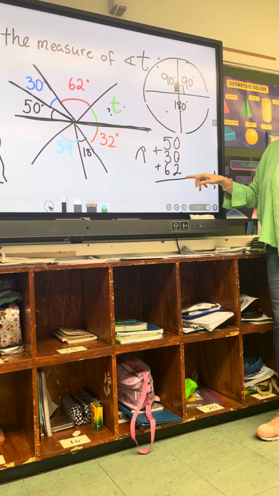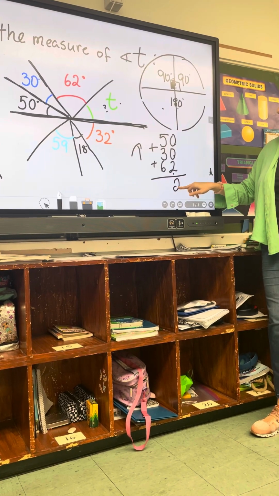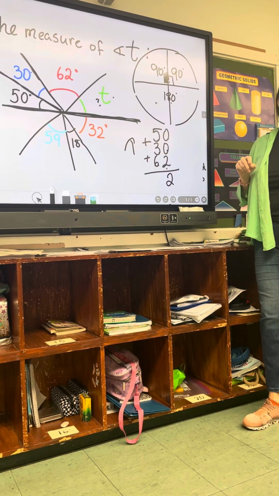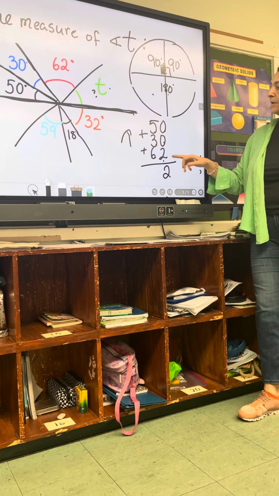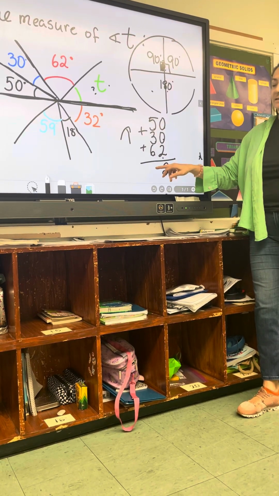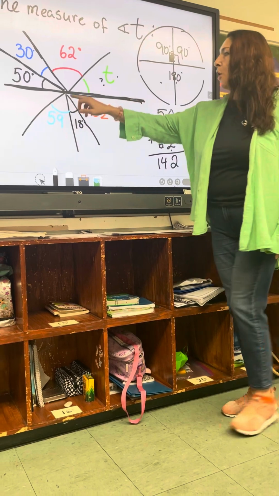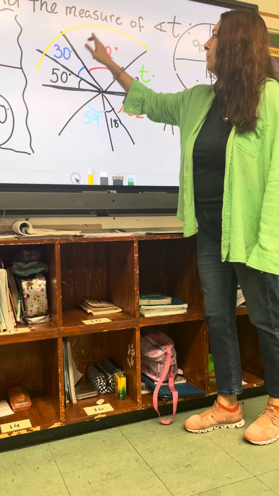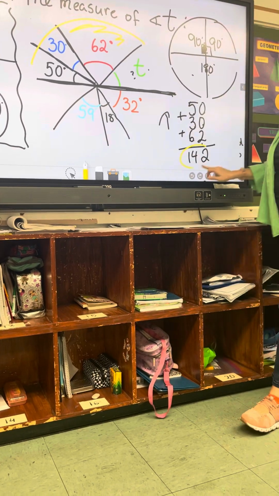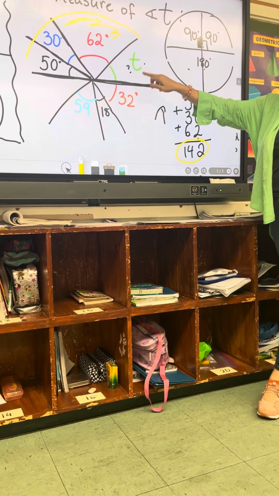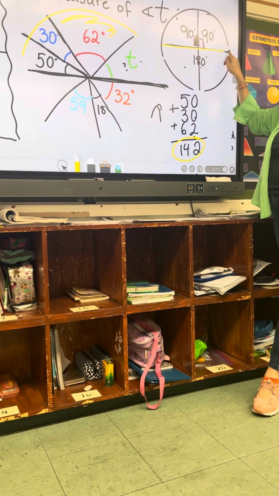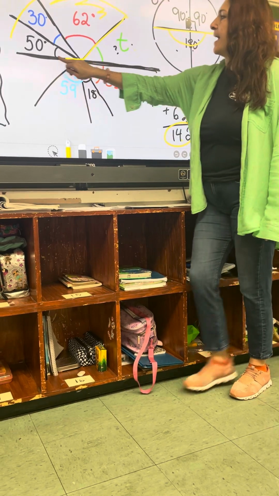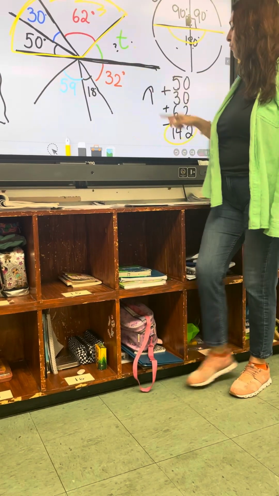0 plus 0, 0 plus 2, 2. 5 plus 3 is 8. 8 plus 6, it's gonna be 142. So the total of this, if you think about it, I'm gonna color it. The total of this angle is 142. So what would be the missing part? We know that it's 180, right? The half of it. And so we have already 3 angles which add to 142.